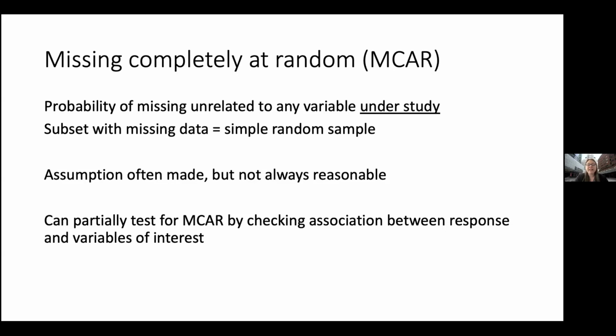So this is the assumption that seems to be most often made. It's either made explicitly or seems to be more often an implied assumption. So without maybe realizing you're making this assumption, this is commonly what happens. But it's not always reasonable because, again, it has to be unrelated to any variable under study. We can partially test for this assumption by looking at the association between response or missingness and the variables of interest, but it's not a perfect test, so you can't really go off of that. For all of these, what we have to go off of is really our own understanding and our reasoning to say this is what we think the mechanism could be.